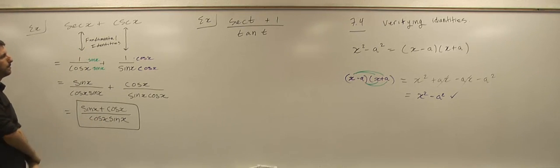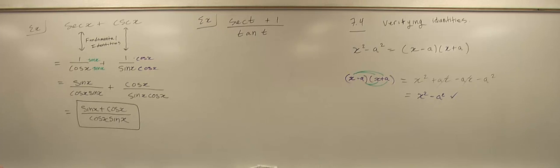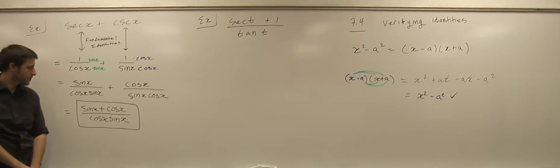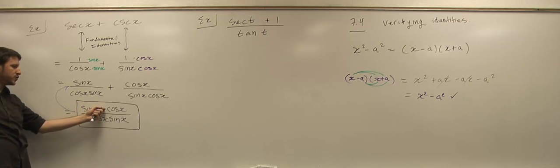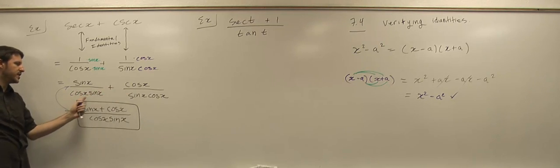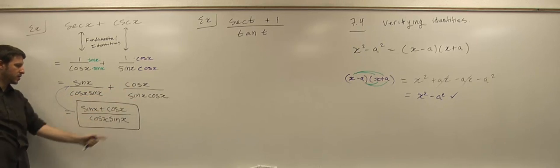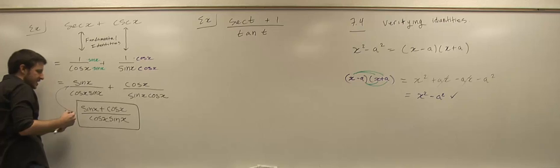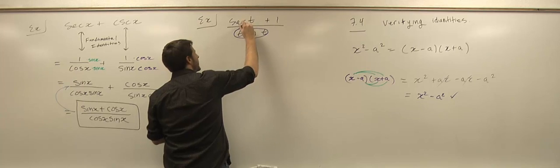So, what do you think? How do you go from a single fraction to 2 fractions? It's just like if we went back and did this in reverse. If you have 2 things being added on top over a single denominator, you can put the denominator underneath each term. Sin x over cos x sin x, cos x over cos x sin x. So basically it's like a distribution. You can take the tan t and divide it into each term.